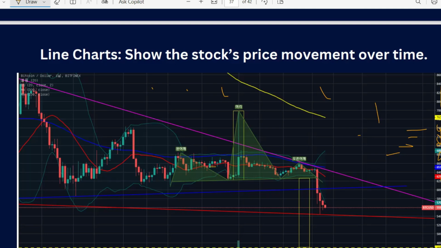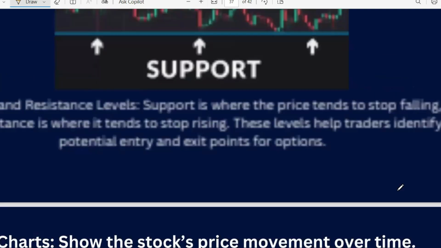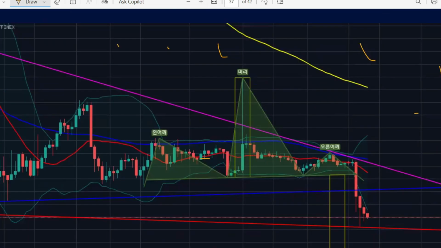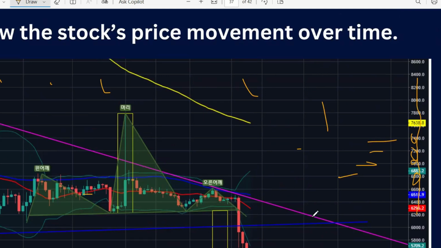I can see your screen well, but I think the price should be able to go up. Yes, the price, hold on one second. Can you see it better now?